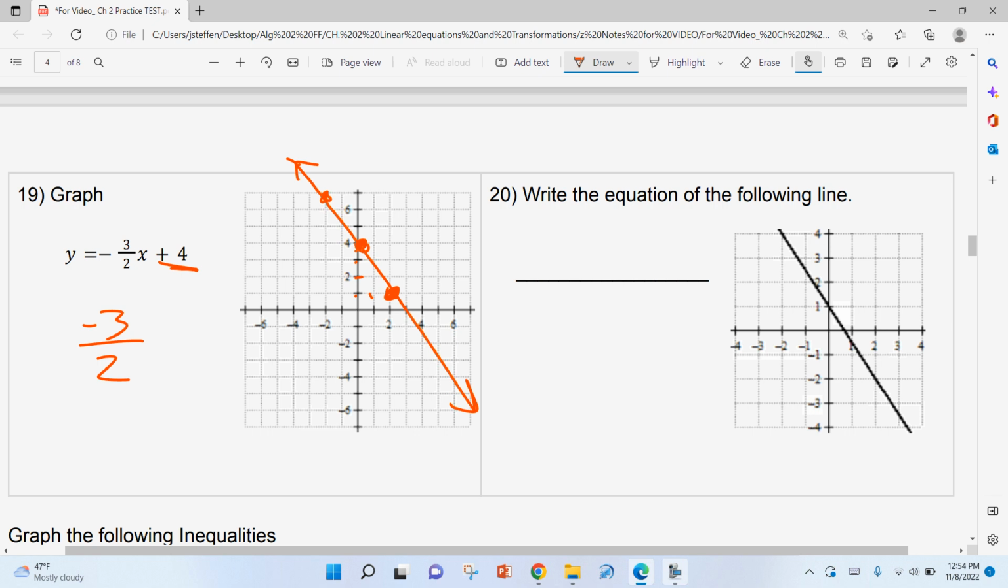Number 20, write an equation for this line. So it's the opposite of number 19. So I know it's going to be slope-intercept form. So what's the y-intercept? It is positive 1. So that should be, hopefully, again, easy points if you remember.